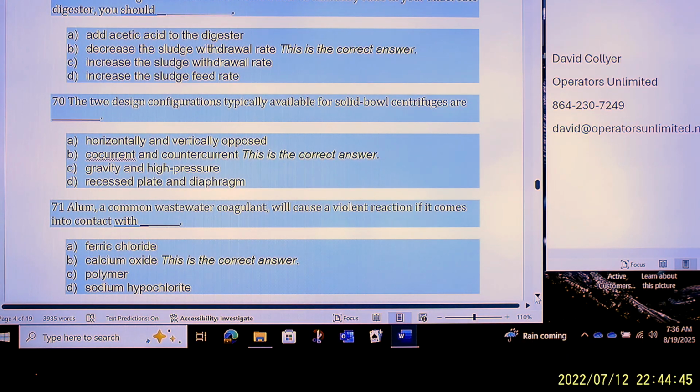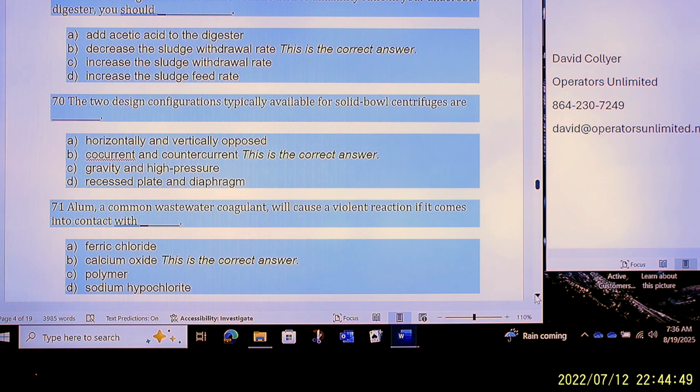69. If there is significant rise in the volatile acid to alkalinity ratio in your anaerobic digester, you should A, add acetic acid to the digester, B, decrease the sludge withdrawal rate, C, increase the sludge withdrawal rate, or D, increase the sludge feed rate. The answer to 69 is B, decrease the sludge withdrawal rate.